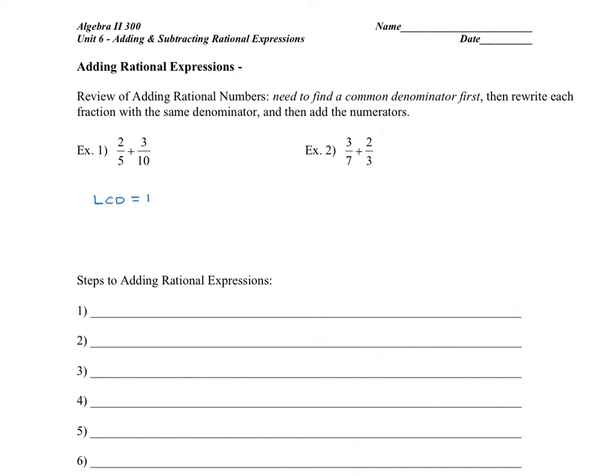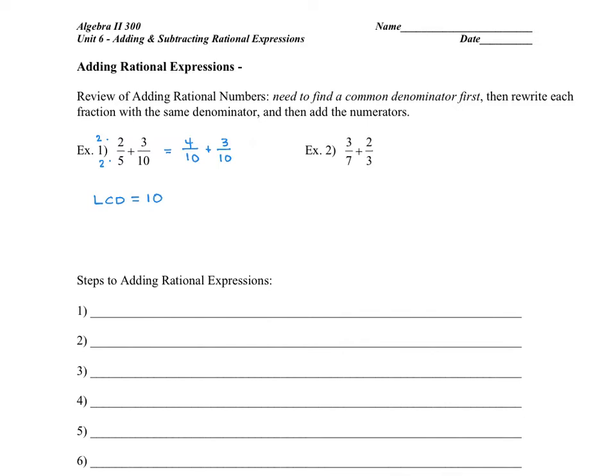If I want to write the fraction on the left with a denominator of 10, I need to multiply the denominator by 2. But if I'm going to multiply the denominator by 2, I need to also multiply the numerator by 2 so that I don't change the problem. I've essentially multiplied the left-hand fraction by 1. So when I multiply that left-hand fraction, both the numerator and the denominator, by 2, I end up with 4 over 10, and the right-hand fraction I can leave as 3 over 10.